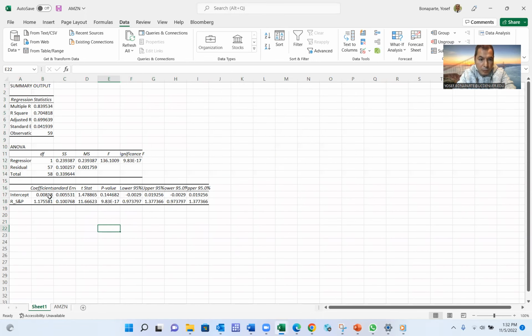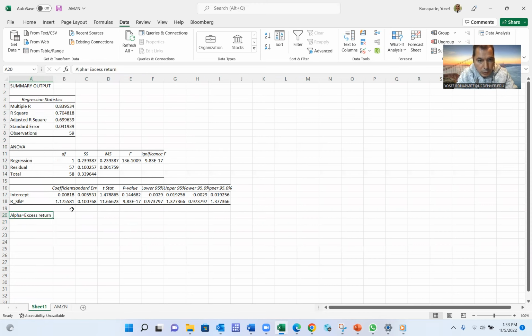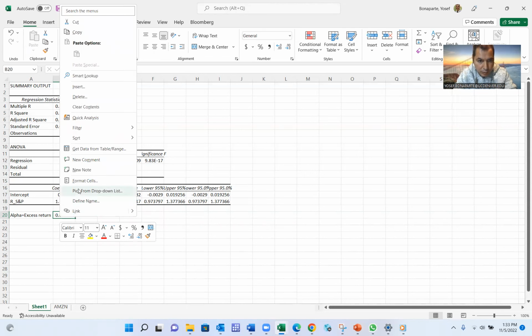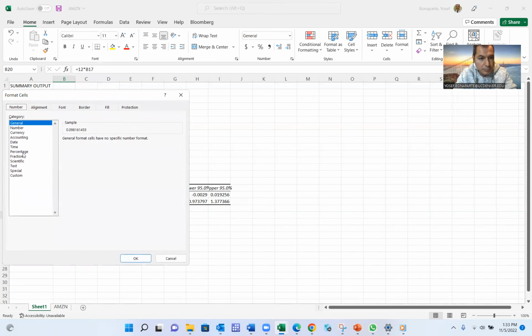So what is this portfolio? This portfolio has an excess return of 0.008, or alpha. This is alpha, which is equal to excess return, and this is equal to 0.008. But this is monthly. At the annual level, we calculate that as 12 multiplied by this. That means this portfolio gives you almost 10%, and we can do it in percentage.